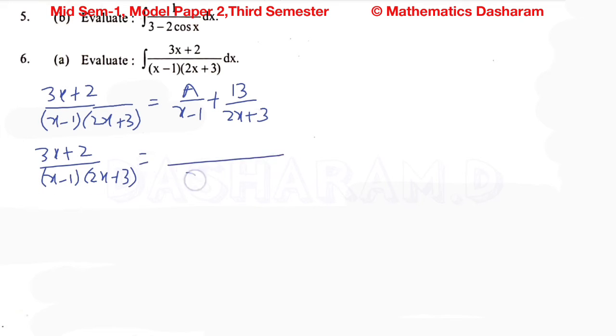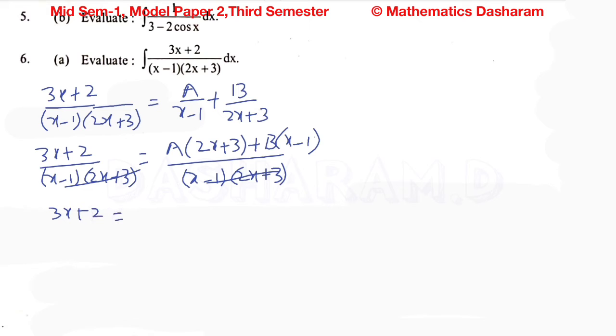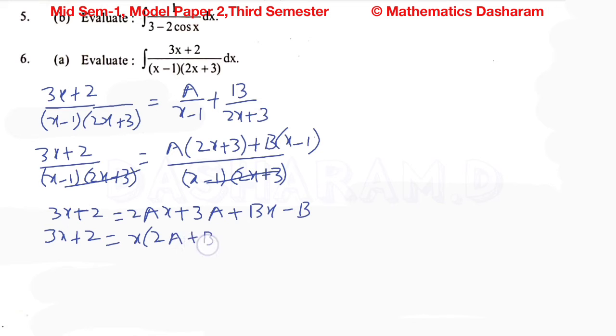So it is equal to 3x plus 2 divided by x minus 1 into 2x plus 3 equals the LCM of both denominators, their product. So a into 2x plus 3 plus b into x minus 1. Here both denominators are cancelled. So 3x plus 2 equals a multiplied inside, 2ax plus 3a plus bx minus b. So 3x plus 2, from these two terms x is common, so then 2a plus b, next to it 3a minus b. Next, comparing the coefficients on both sides.